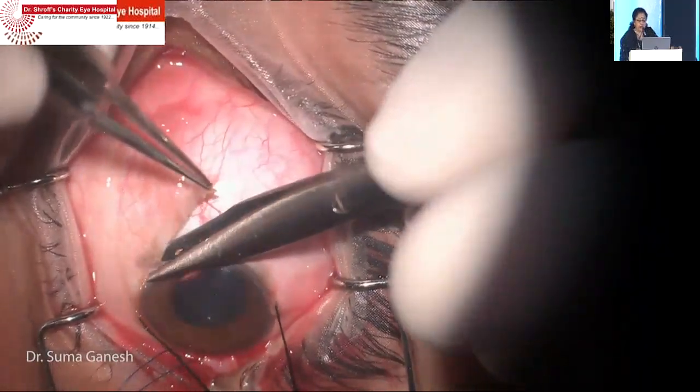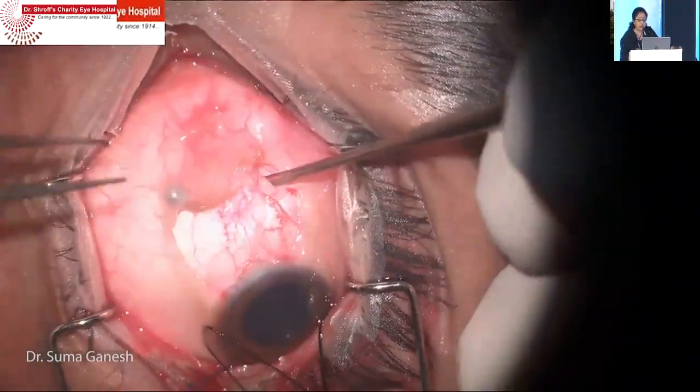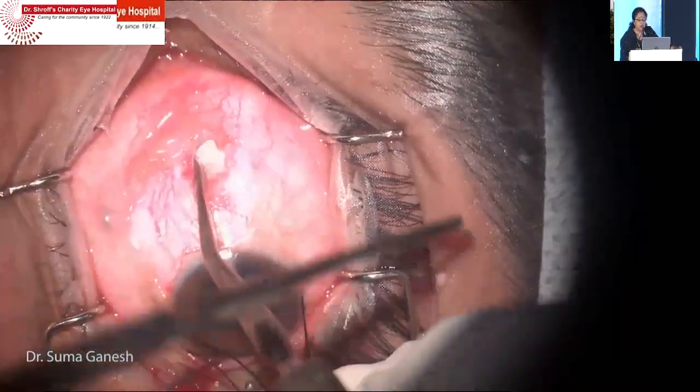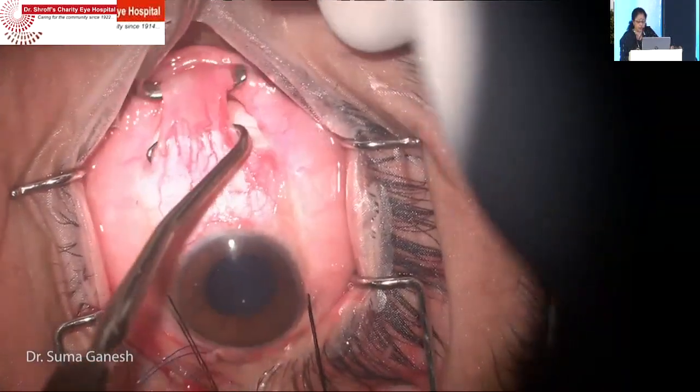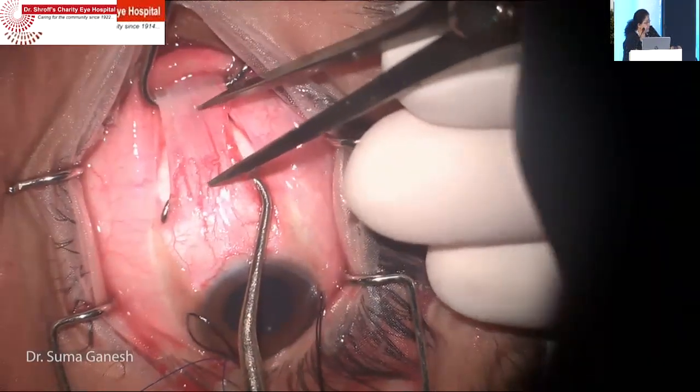Of course, in exotropia there are still residuals because the medial rectus which we dissect may come out to be very small. So only a small amount of medial rectus you get for transplantation. And with that I close. Thank you.